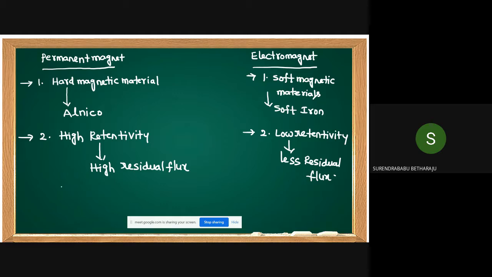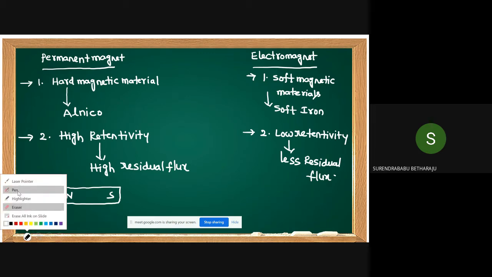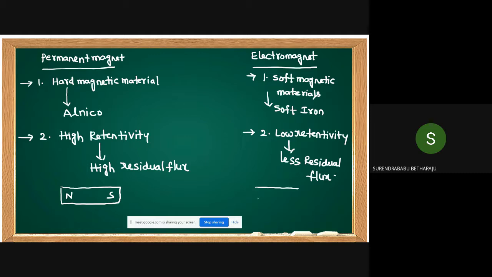Generally, this is the representation of a permanent magnet. For example, it has a north pole and a south pole. Electromagnet means just like what I told, a solenoid coil. The coil is nothing but an electromagnet. For example, this is the iron core, and on this core we are placing the winding. This is the electromagnet.